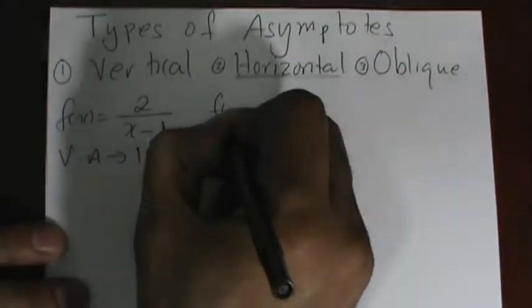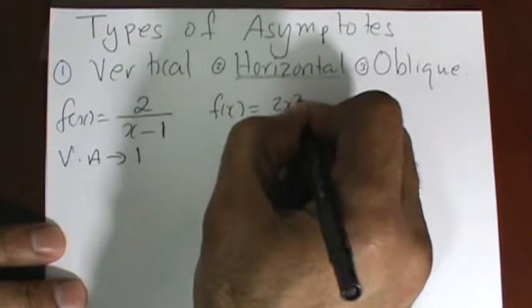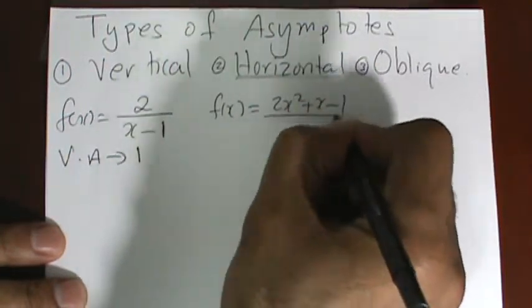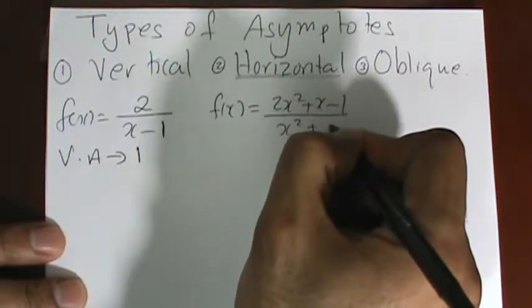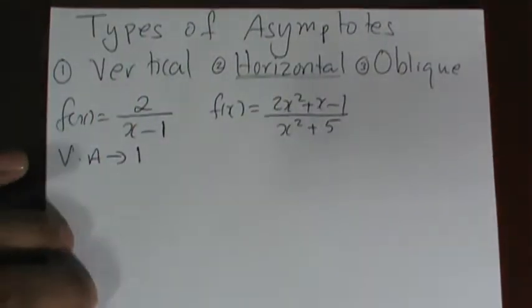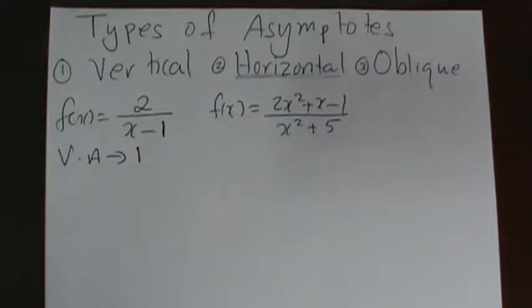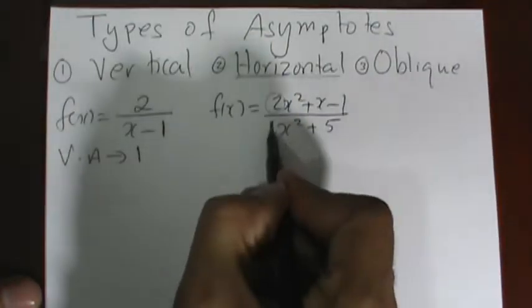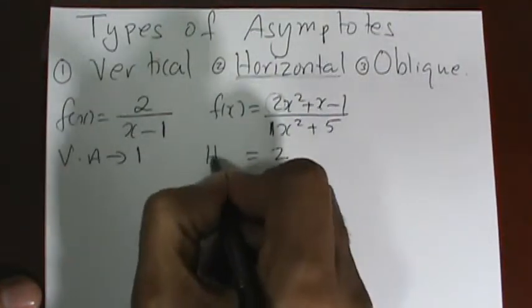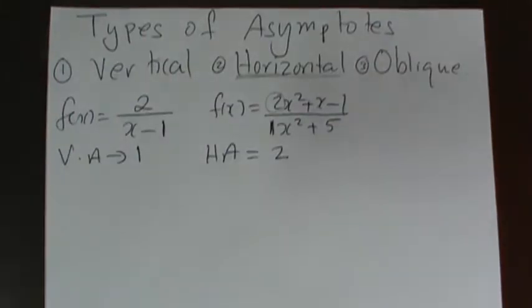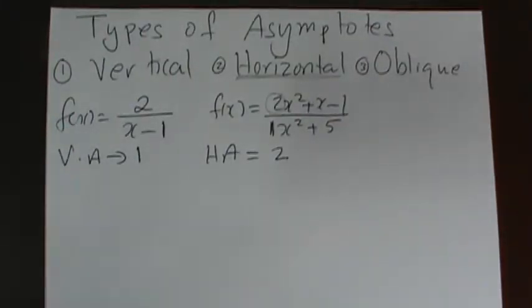Example, f of x equals 2x squared plus x minus 1 over x squared plus, for example, 5. Now you can see that the degrees of top and bottom are equal, the highest degree, which both are quadratic. Then how to determine the horizontal asymptote? We're just going to divide their coefficients. 2 divided by 1, which equals 2. That is your horizontal asymptote. The easiest way to find the horizontal asymptote: you just divide their coefficients.